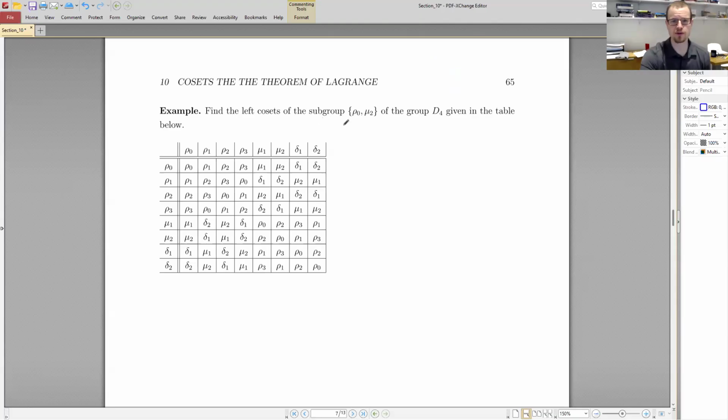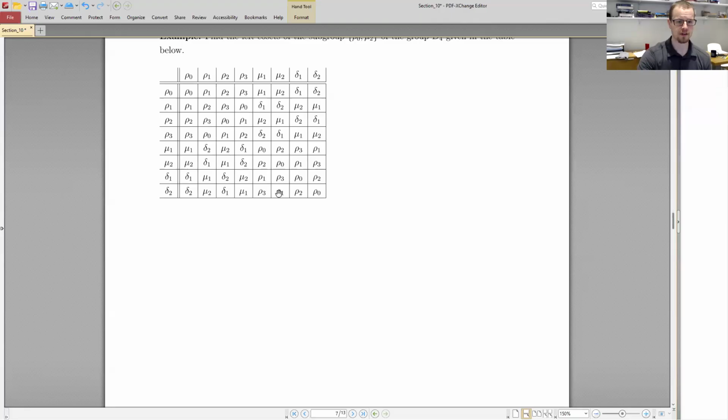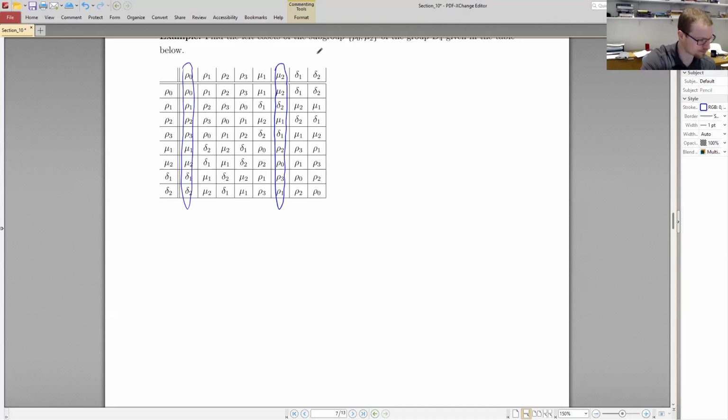But here we want to simply find the left cosets of this subgroup, which we can call H, and the multiplication table is given below. All right, so if I want to find the left cosets, what I'm interested in doing is multiplying my subgroup H on the left by each of the elements. So since I'm multiplying on the left, I'm looking at multiplying by each of these. And my subgroup itself contains rho naught and mu2. Excellent.